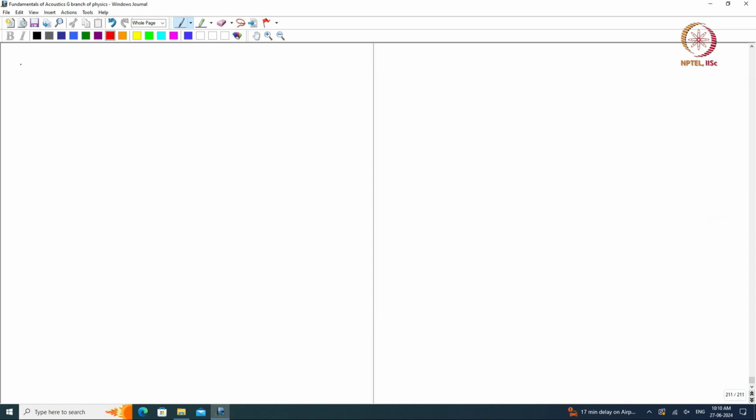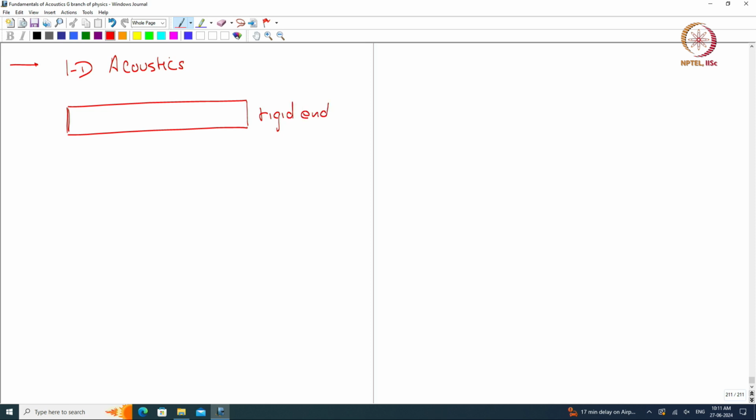Then we saw 1D acoustics. Okay, a piston driven duct with either a closed rigid ended or open ended. That carries plane waves, and there is a piston which is moving in a harmonic manner.